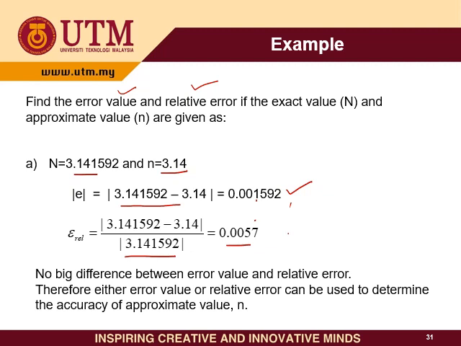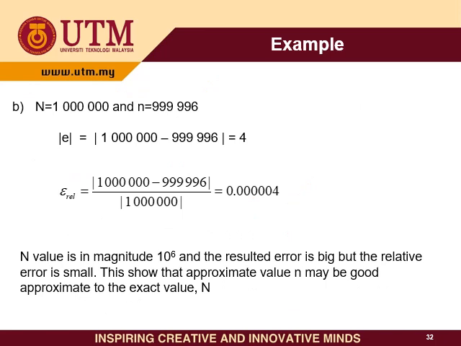Let's look at another example. Here they give us the true value is 1 million, and this one is 999,996. Okay, so the same question as before: find the true error and the relative error. The true error we find by subtracting the approximate value from the true value, we get 4. And then for relative error, we need to divide by the true value again, so we get our relative error.